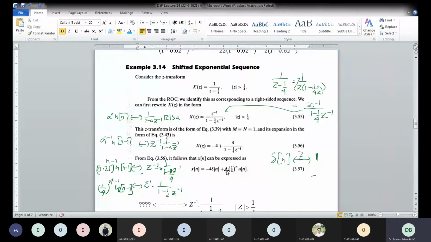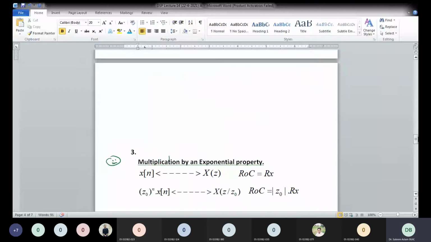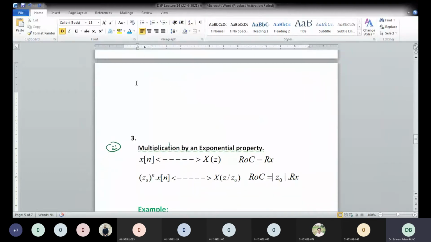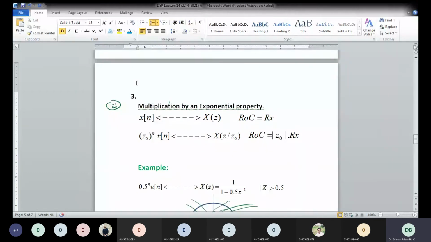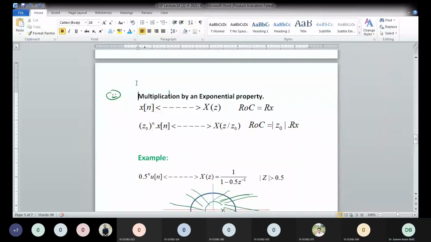Yes, sir. Any confusion, any question? No, sir. Okay. So let's move to the third property of the z transform, and that property says multiplication by a complex exponential.